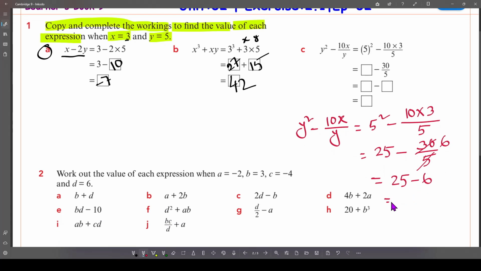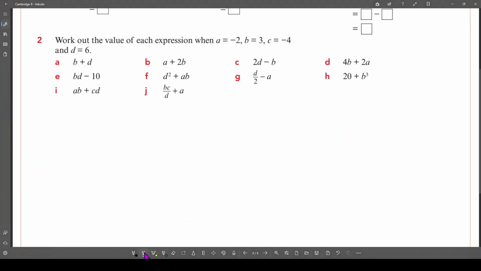Now 25 minus 6 is 19 and this is our answer. So this 19 should be in here. So here is 25, and 30 divided by 5 is 6. So 25 minus 6 is 19. So this is very simple. These kinds of fill in the blank we can easily solve in the examination hall. So number 1 done.